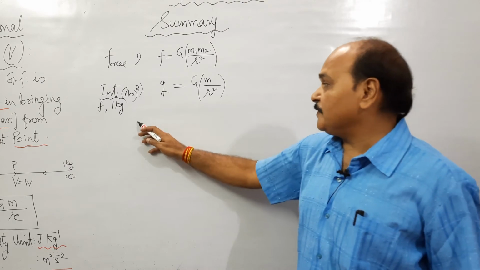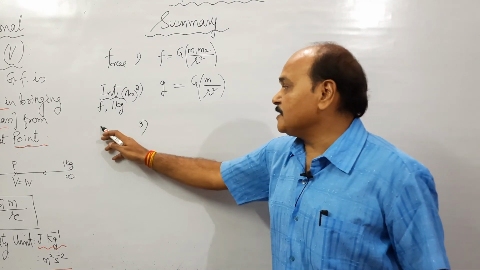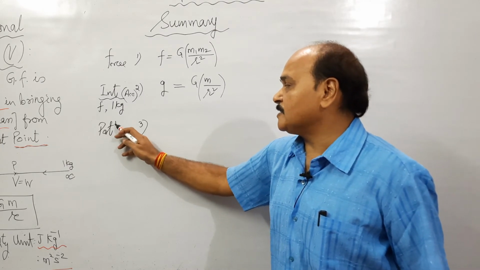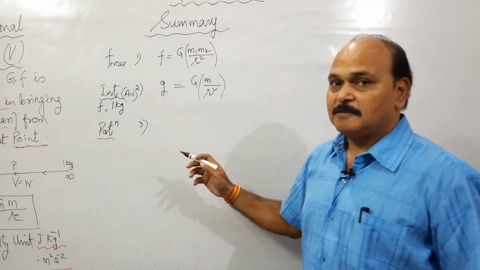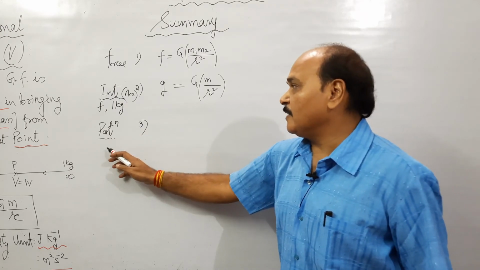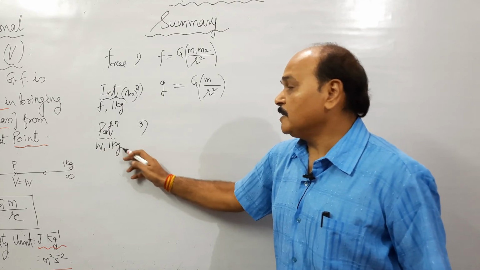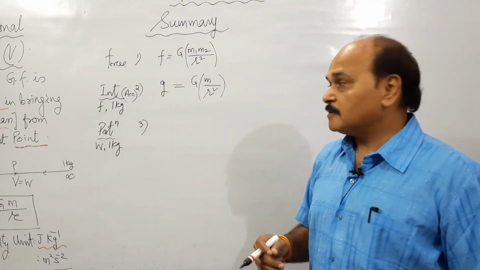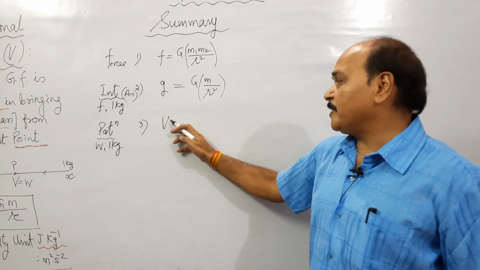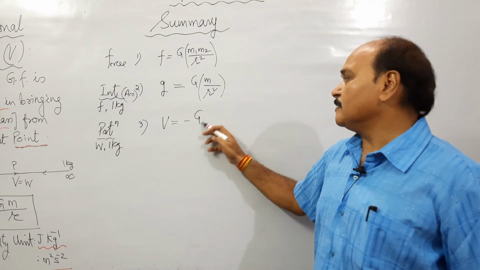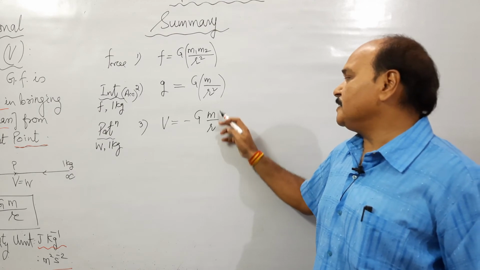And the third point which we have studied today is potential, gravitational potential. Potential is the key word. Gravitational potential at any point in gravitational field is nothing but work done in bringing 1 kilogram mass from infinity to that point. So gravitational potential due to point mass m at a distance r from it is what? Gm by r.